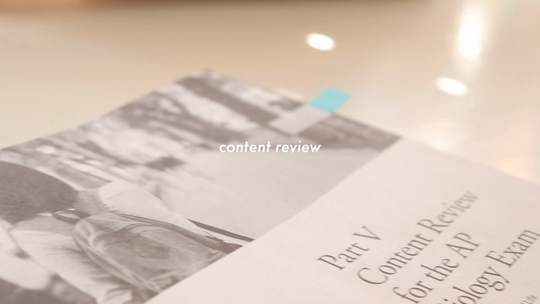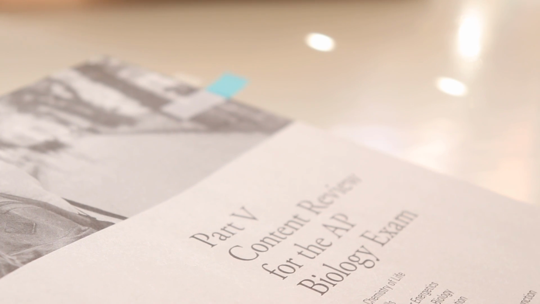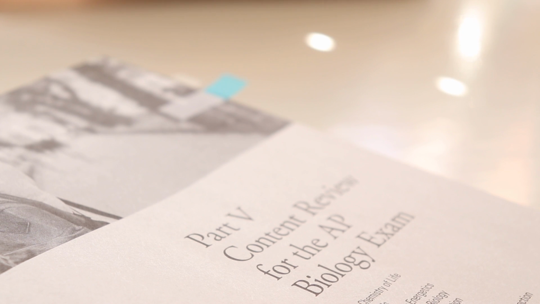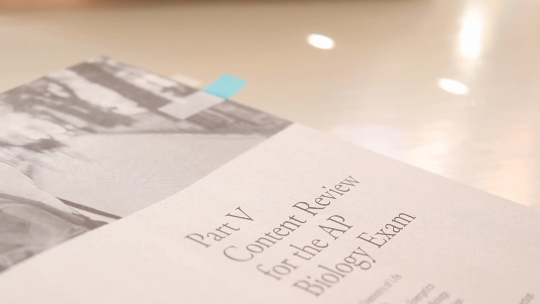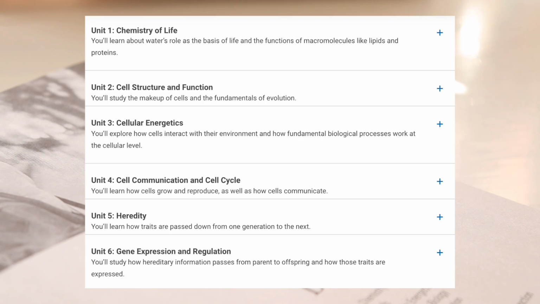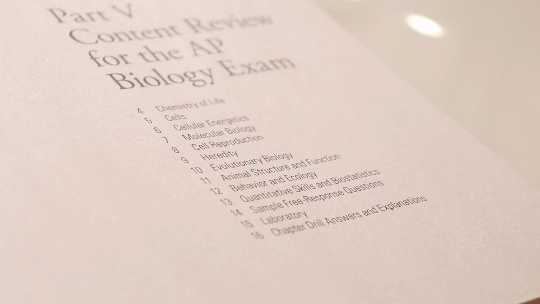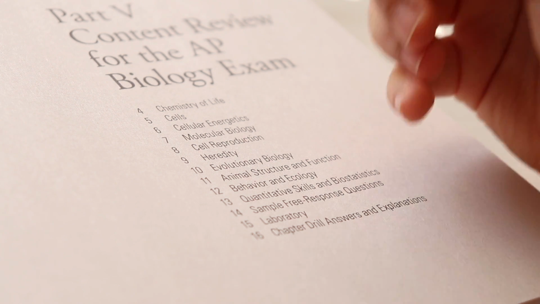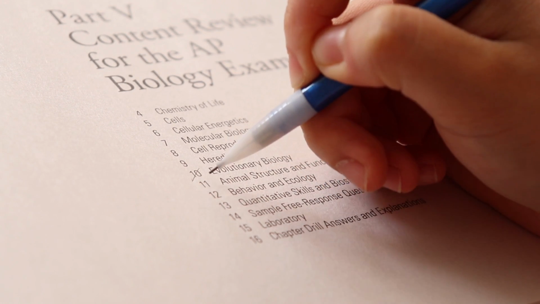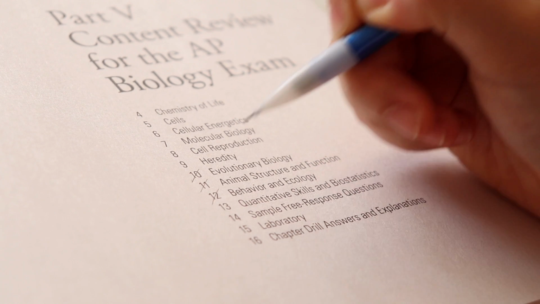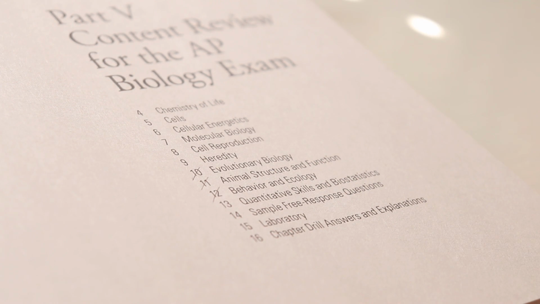Now onto content review. First off, AP Bio is a very dense, content-heavy course, so I suggest you start reviewing now if you haven't already. These are the units that will be covered on the exam. Unit 7 and Unit 8, which are on evolutionary biology and animal structure and ecology, have been omitted since they were not taught by schools before school was let out.